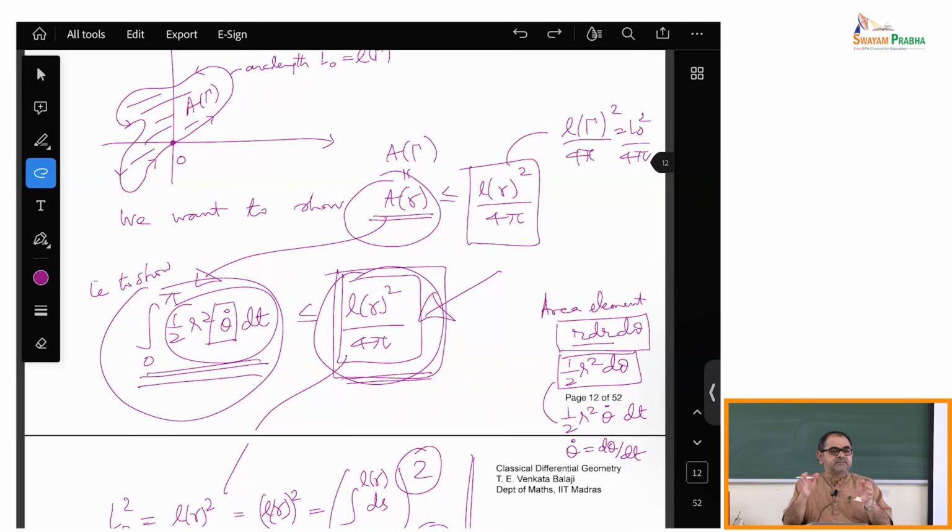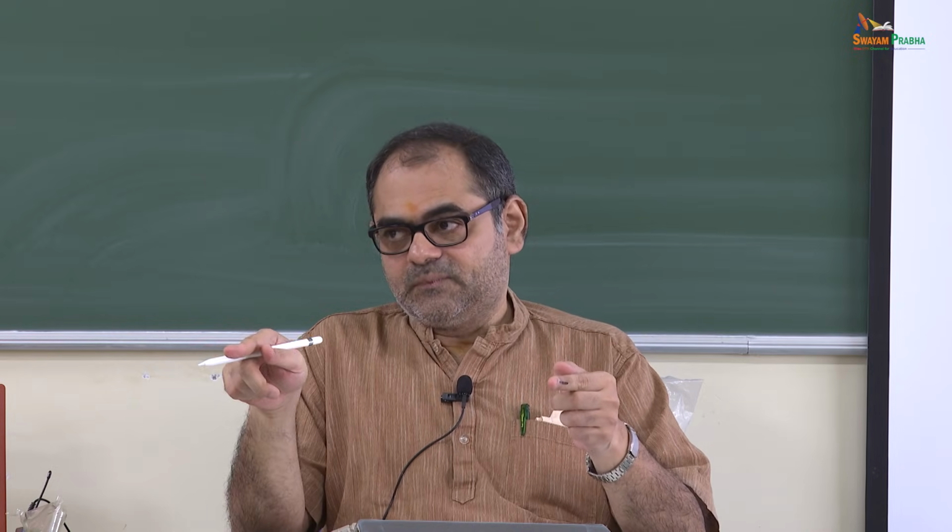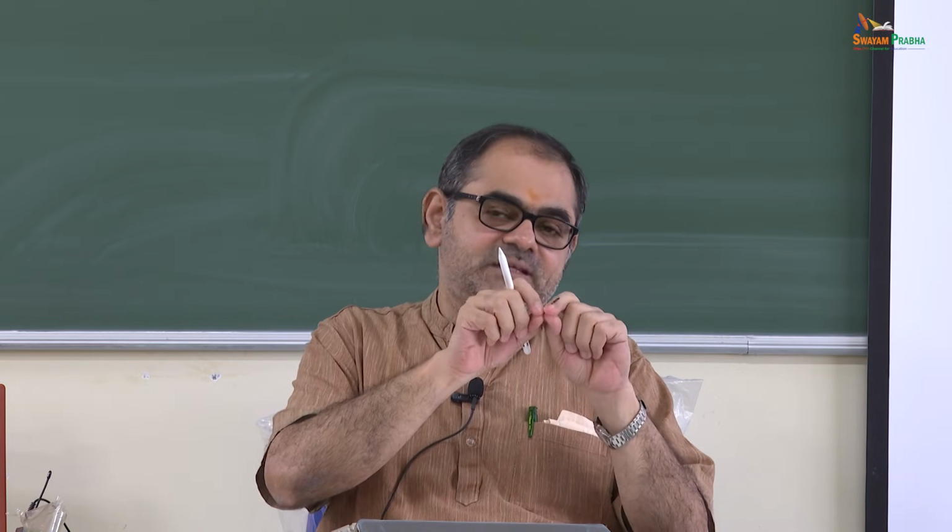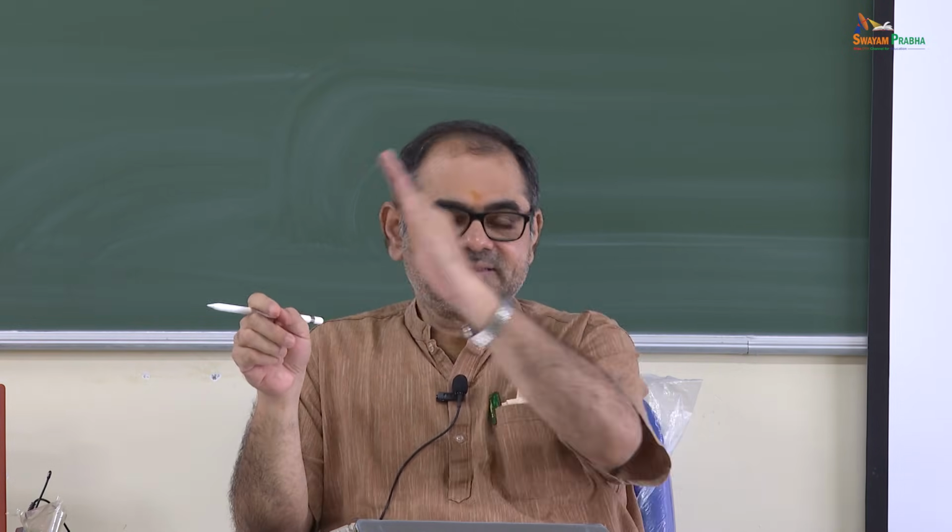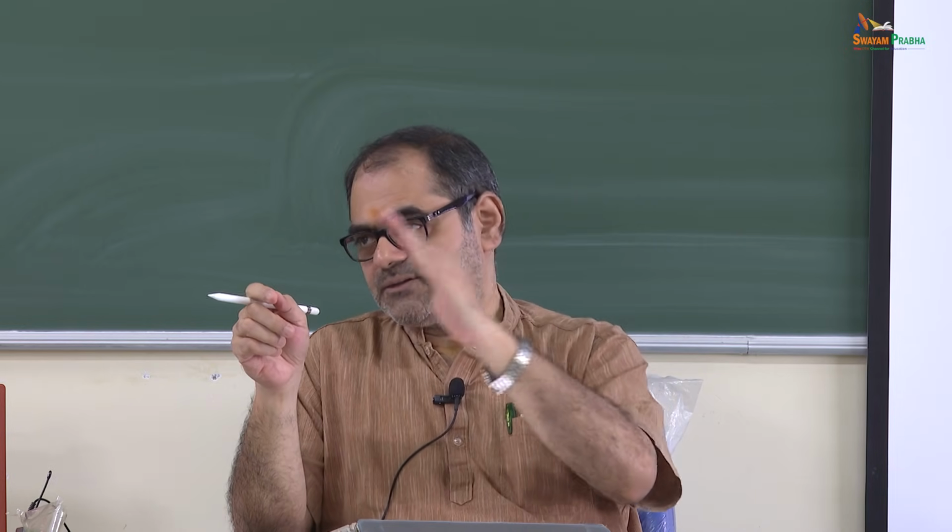See, t is the parameter, varying from 0 to pi, so it looks like an angle, but it is not the polar angle. The polar angle is theta of t, and theta depends on t, and t is only a parameter, though it is from 0 to pi. The real angle in the picture is actually theta. So as t varies from 0 to pi, as the curve moves, this theta will also change.